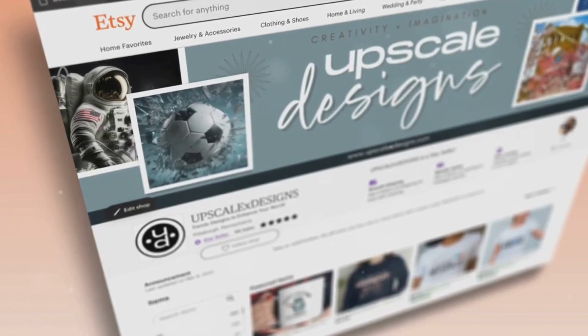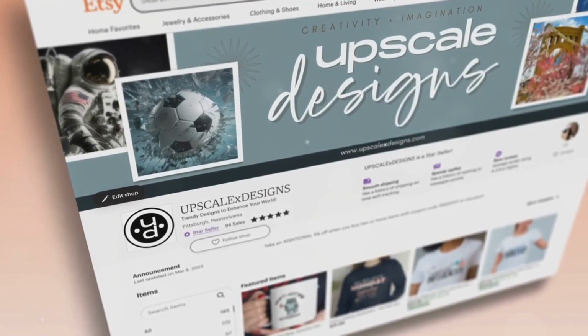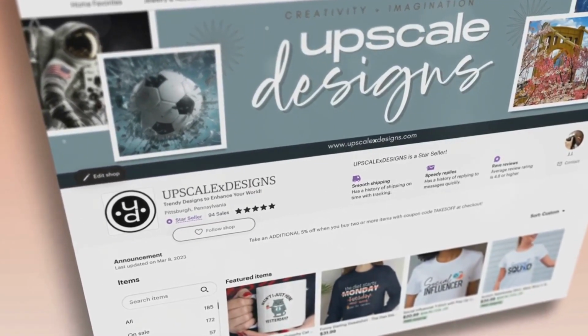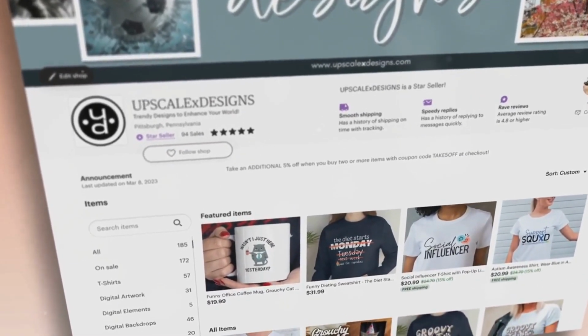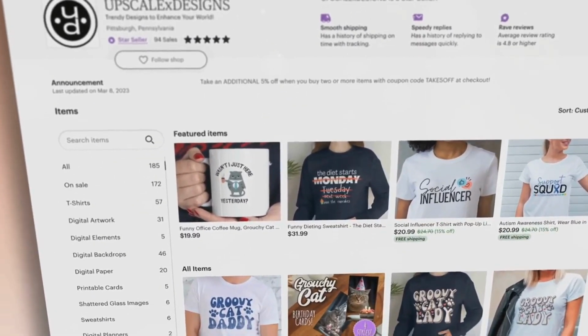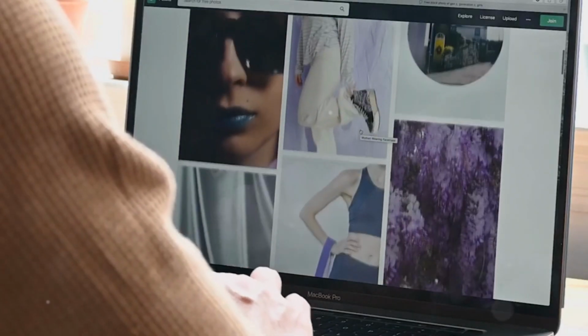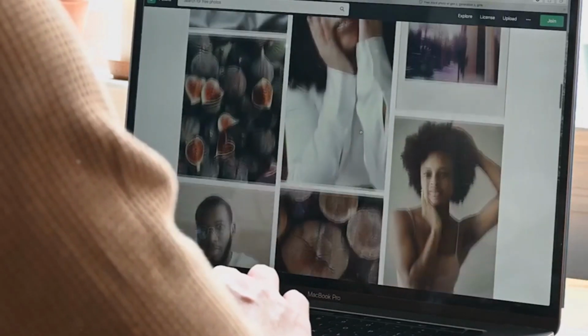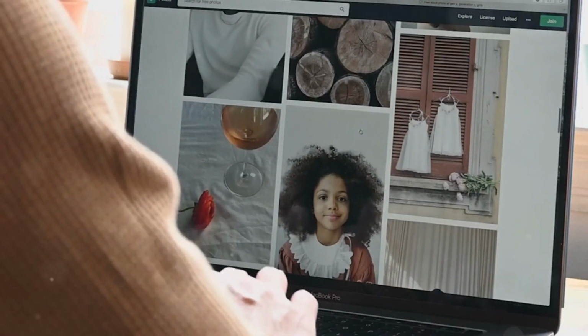Second, find a marketplace. There are many online marketplaces where you can buy and sell digital products. Some popular options include Etsy, Gumroad, and even Shopify. Each platform has its own audience and fee structure, so choose one that aligns with your goals and the type of products you want to sell.